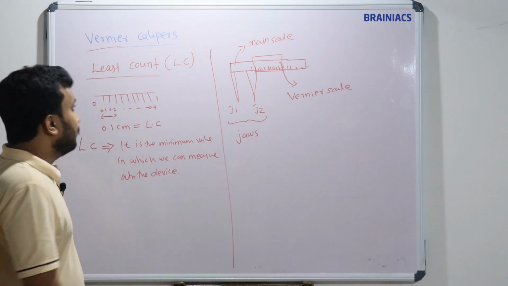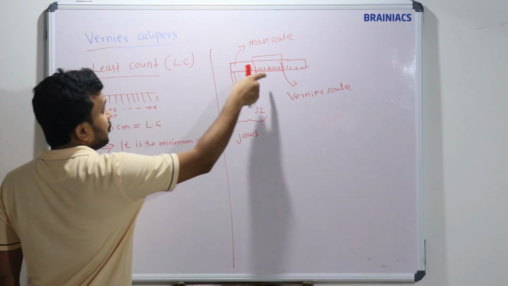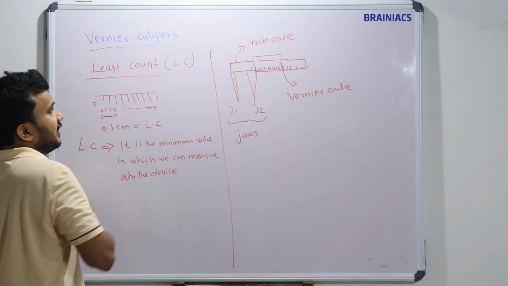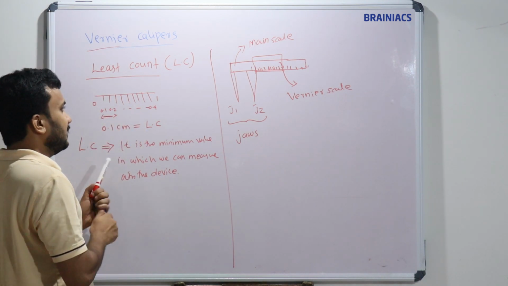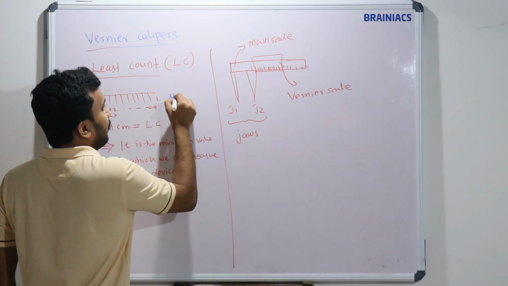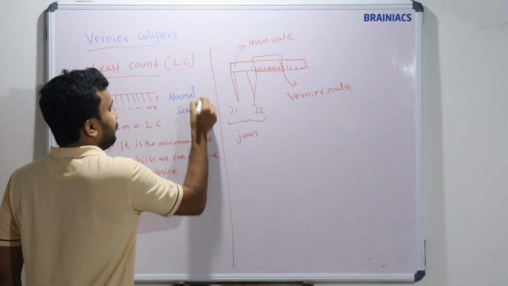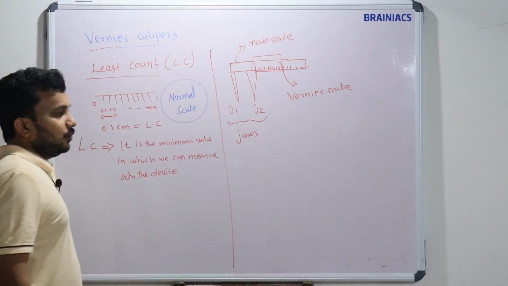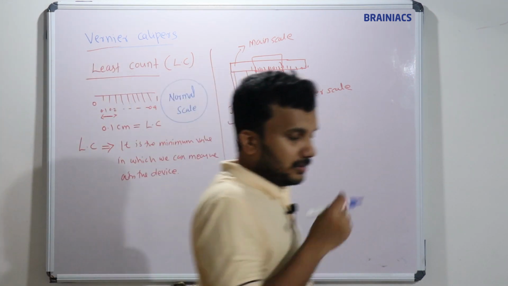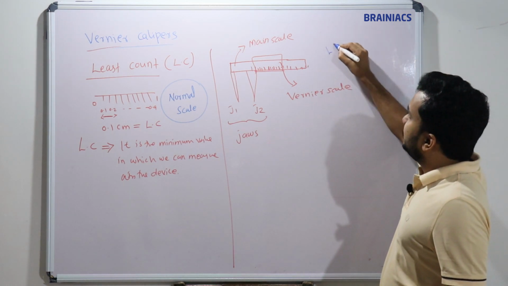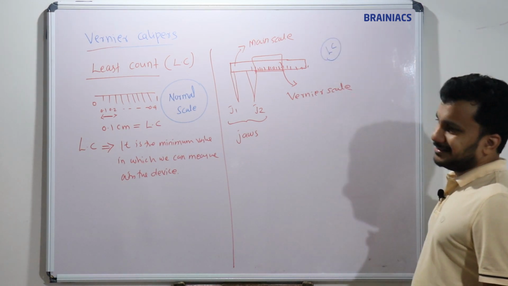Before that, we also want to get the least count of the vernier scale. The least count of the normal scale we have already found out. This is the least count of our normal scale. Now we are going to find out the least count of our vernier scale. So what will happen to our vernier scale? We want to find out the least count for our vernier scale.